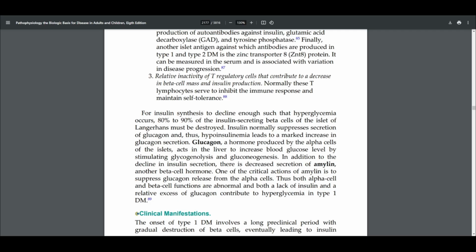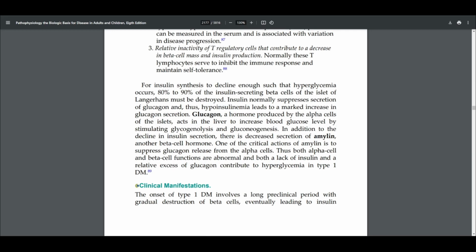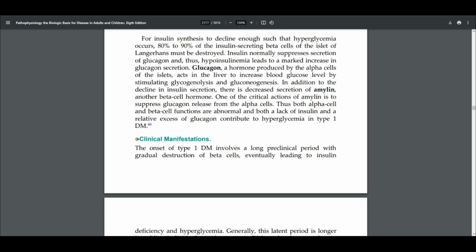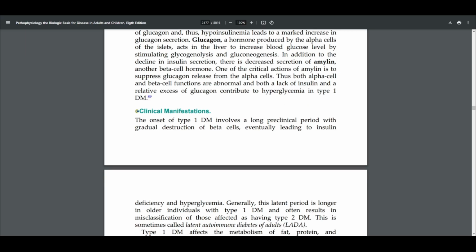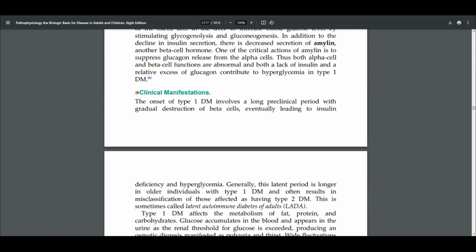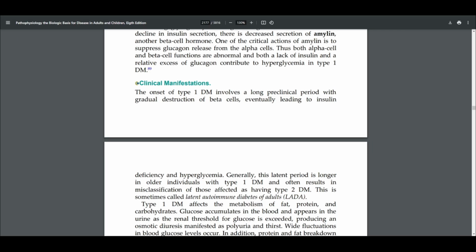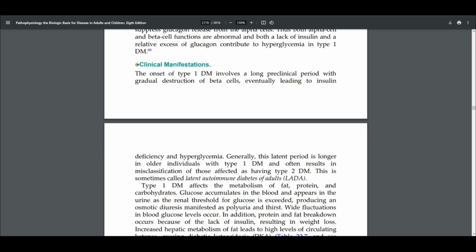In addition to the decline in insulin secretion, there is a decreased secretion of amylin, another beta cell hormone. One of the critical actions of amylin is to suppress glucagon release from the alpha cells. Thus, both alpha cell and beta cell functions are abnormal, and both a lack of insulin and a relative excess of glucagon contribute to the hyperglycemia in type 1 diabetics.